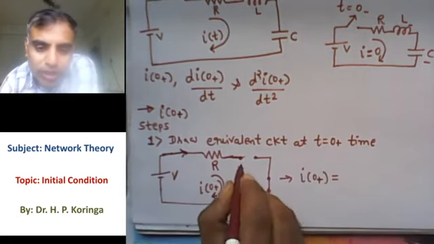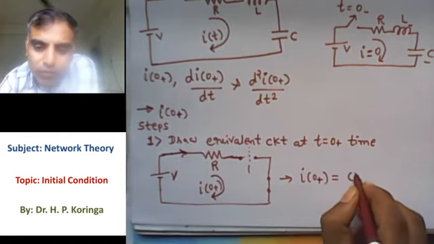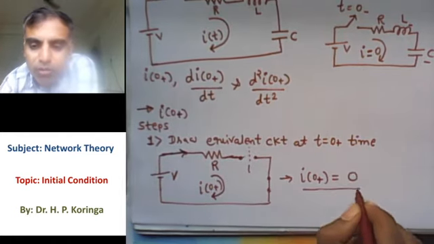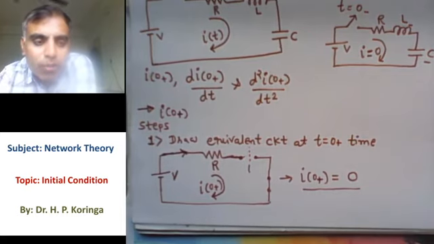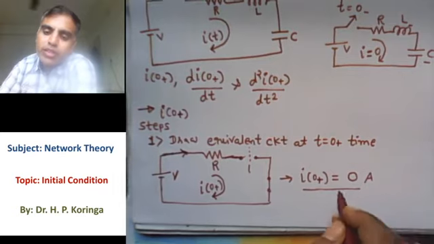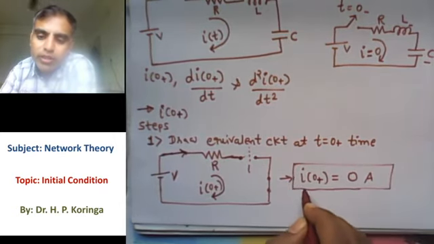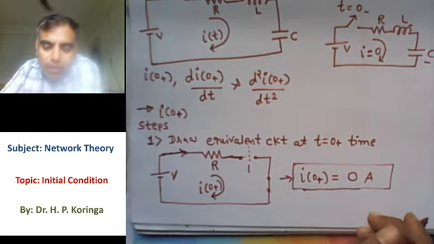Here this network is open, so current is 0. For an open circuit, current is equal to 0. So I0 plus is 0 ampere. So our first answer is I0 plus is 0 ampere.